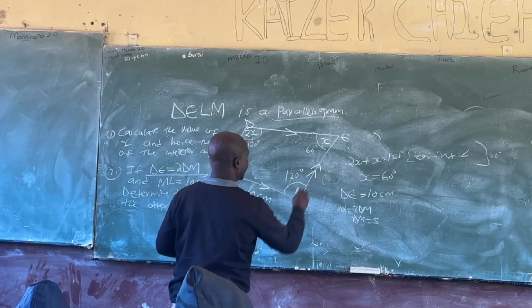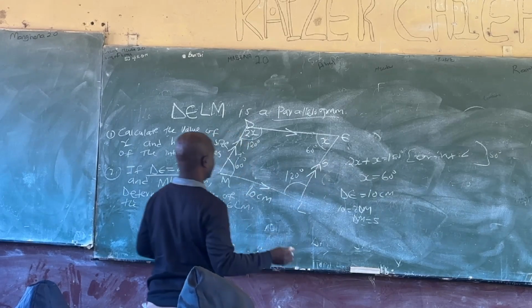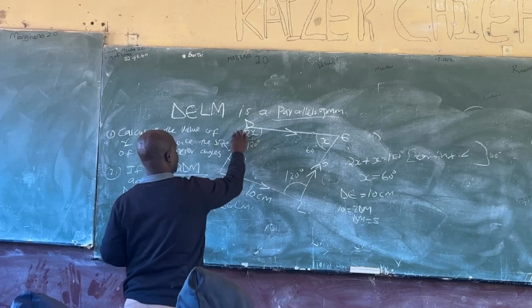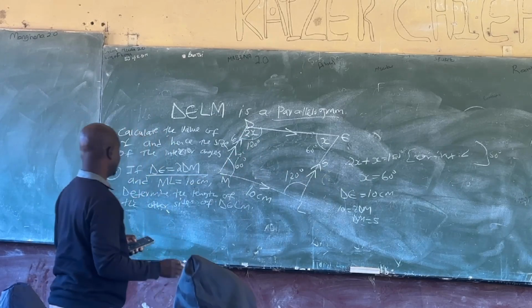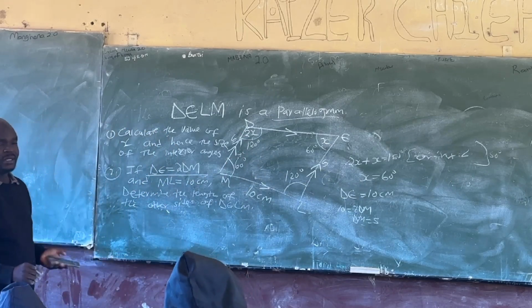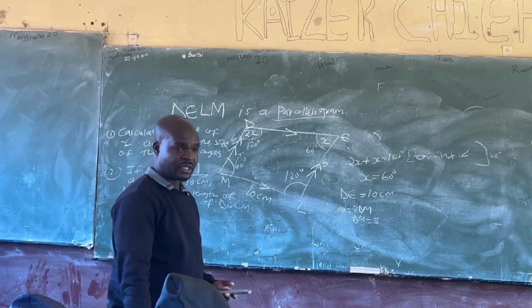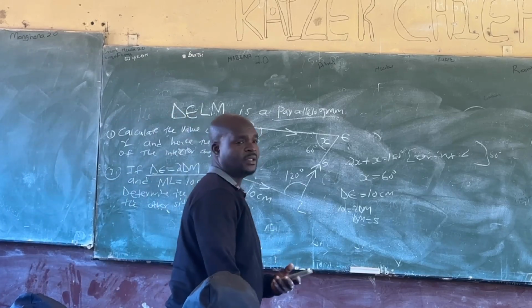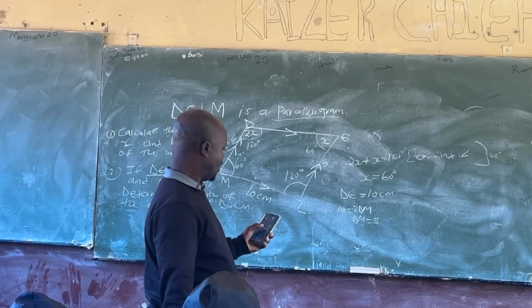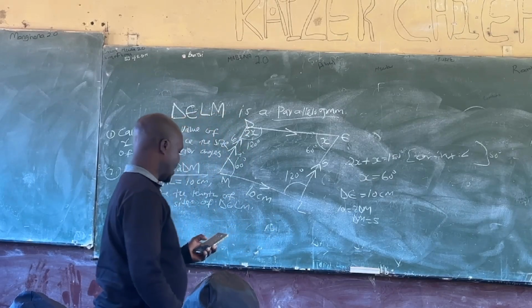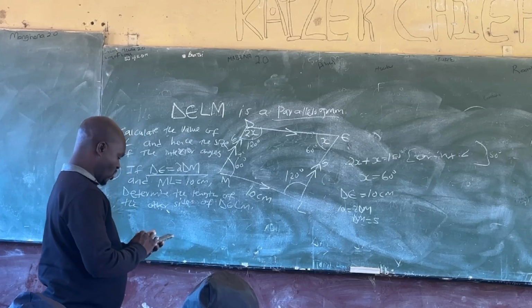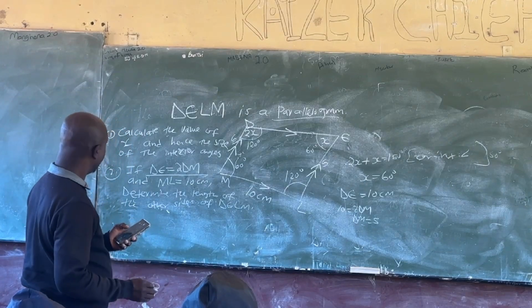Then this is what? 5. And what about this one? 5 also. So far, right? Yes. That's how to find the other side of this DELM. So far, if you do this, you have to think of what grade? Grade 9. So far, only grade 9. Okay.